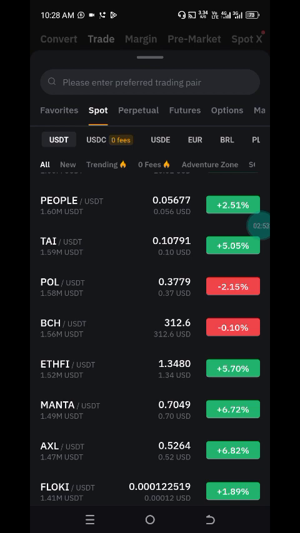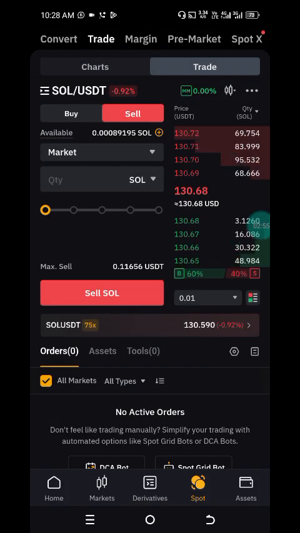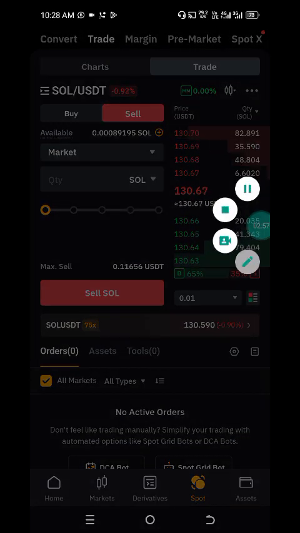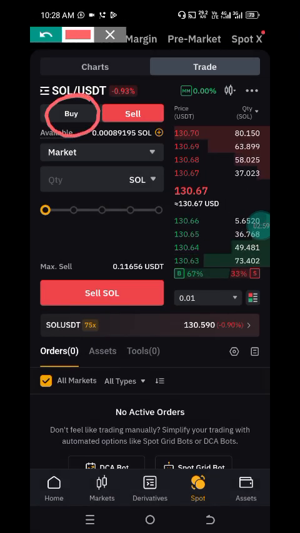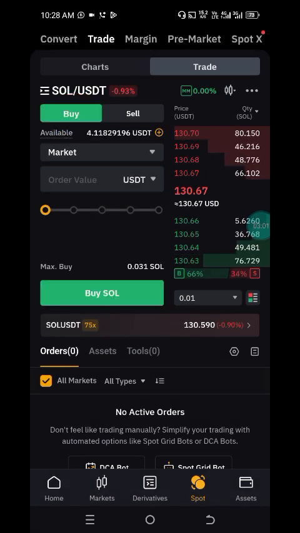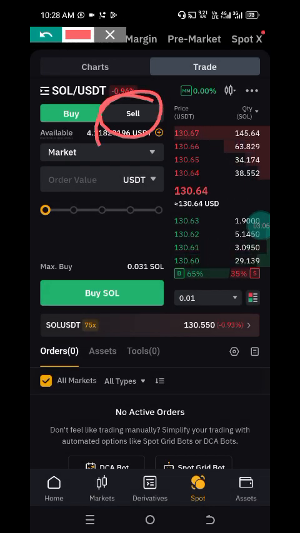So I would like to use Solana. Let me go back to the homepage. So this is the area. Once you want to buy a coin, you click this place where it says buy. You click buy, and then once you want to sell, you click here where it says sell.